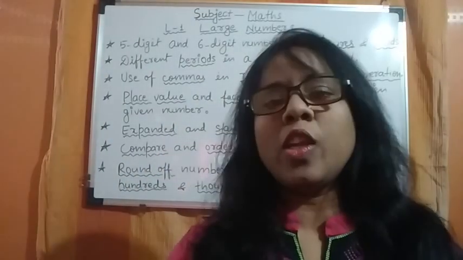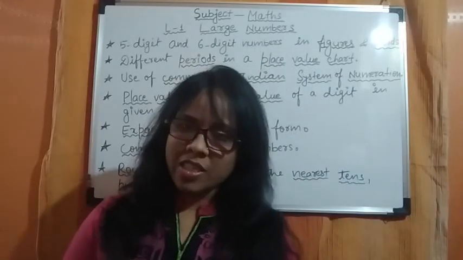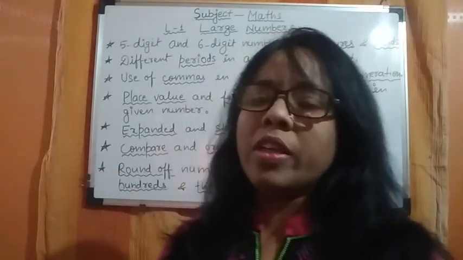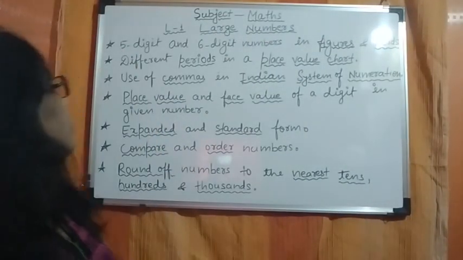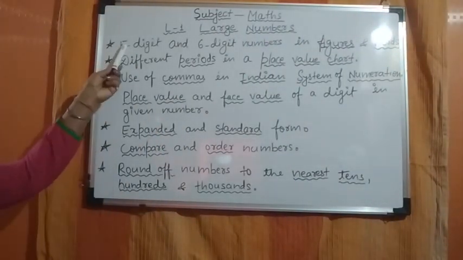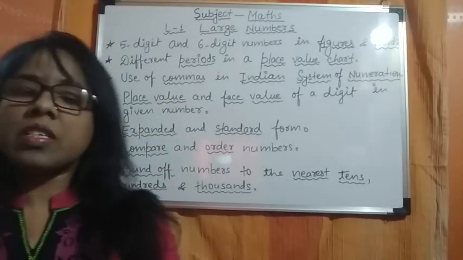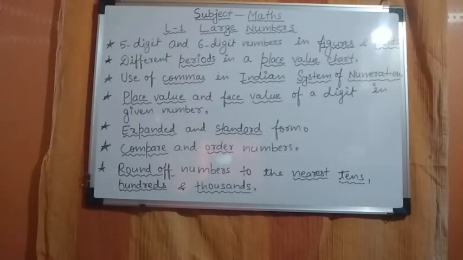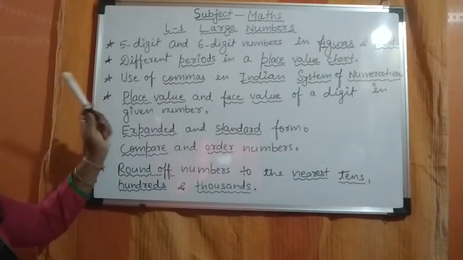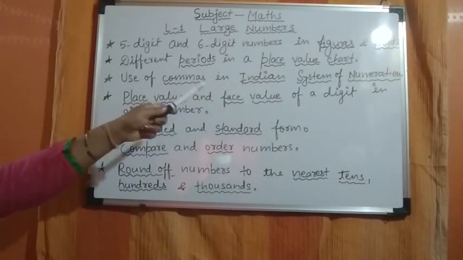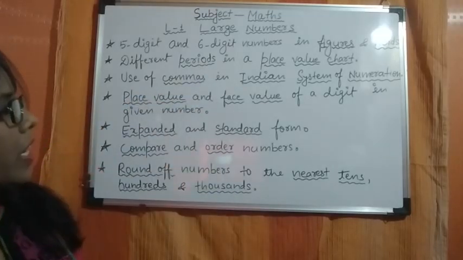Friends, in this video we are going to know about large numbers. There are a few important points which we must know about that. The important points are, first one, 5-digit and 6-digit numbers in figures and words. Second one, different periods in a place value chart. Third one, use of commas in Indian system of numeration.